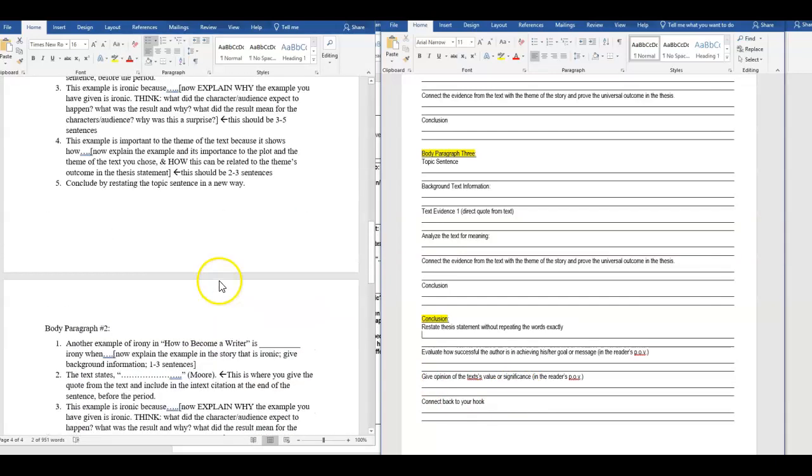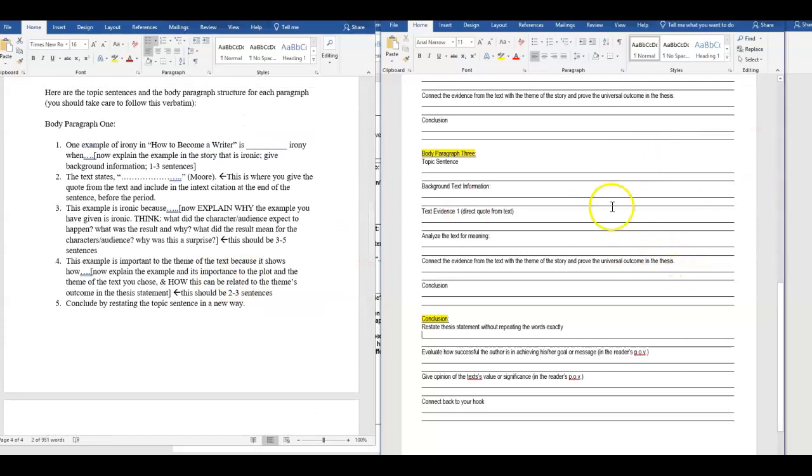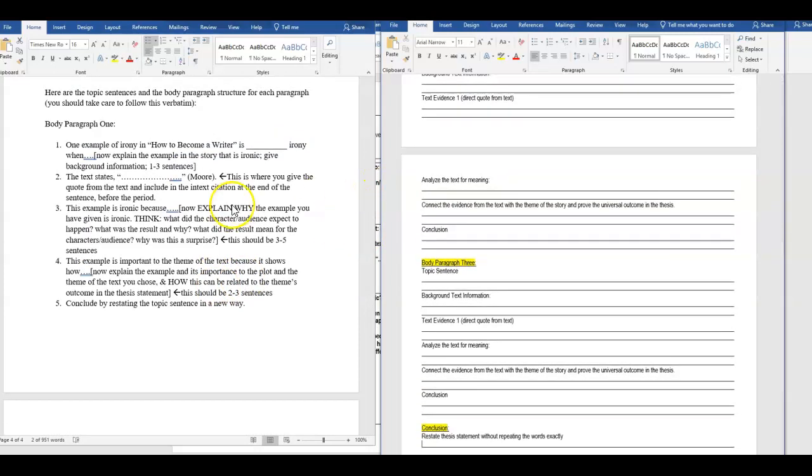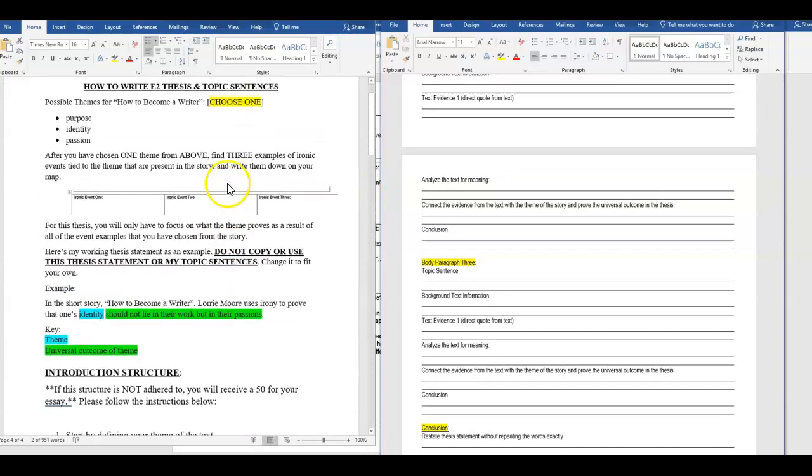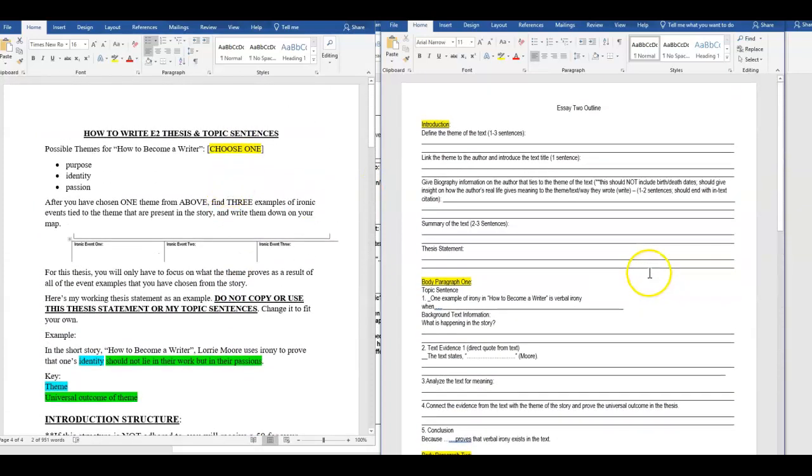All right. If you have any questions about this, please let me know. This is just the basics of this essay. But if you are having trouble understanding what happens or how to do this, please let me know. You can call me, you can text me through Remind, or you can email me through your pirate mail.